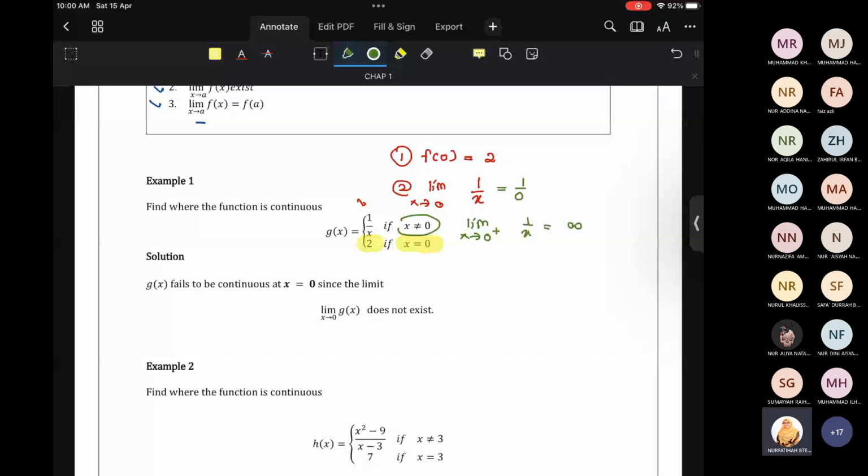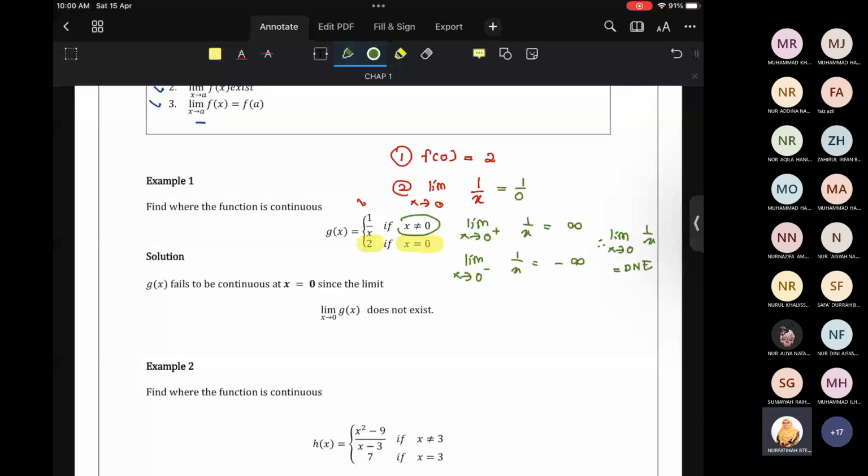Okay, and then x approaches 0 from the right for 1 over x, awak akan dapat negative infinity. So limit exist ke tidak for this one? Saya tanya. Tak exist. So dekat sini kita conclude limit x approaches 0 for 1 over x, the answer is does not exist.